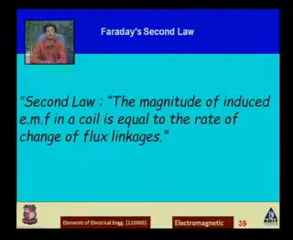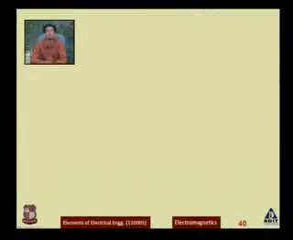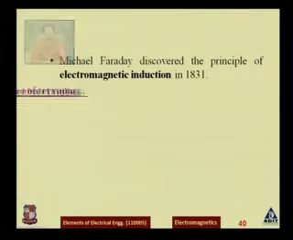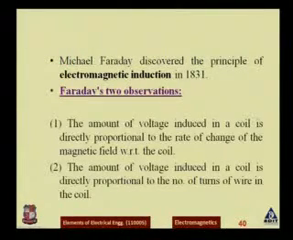Now let us see one demonstration of Faraday's laws. Faraday observed these two things. First, the amount of voltage induced in a coil is directly proportional to the rate of change of flux with respect to the coil. The other observation he made is that the amount of voltage induced in a coil is directly proportional to the number of turns of wire in the coil.